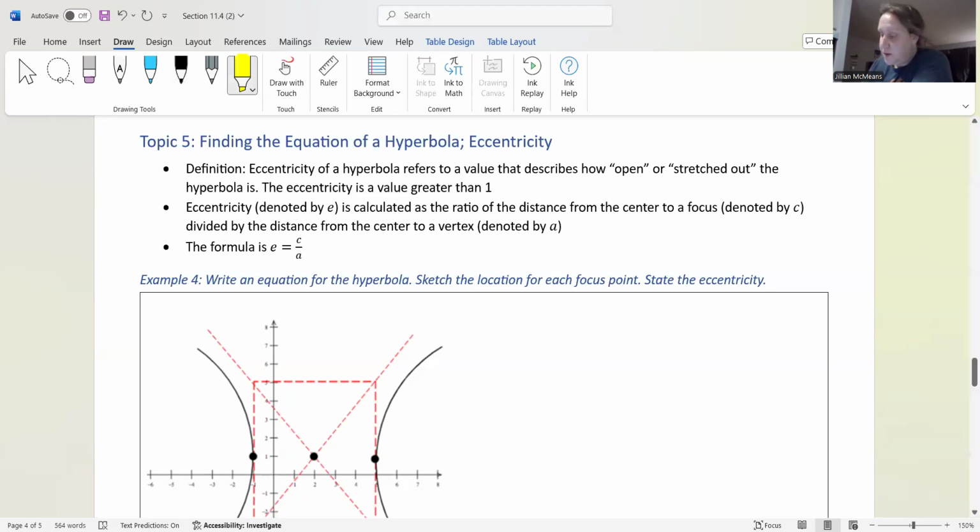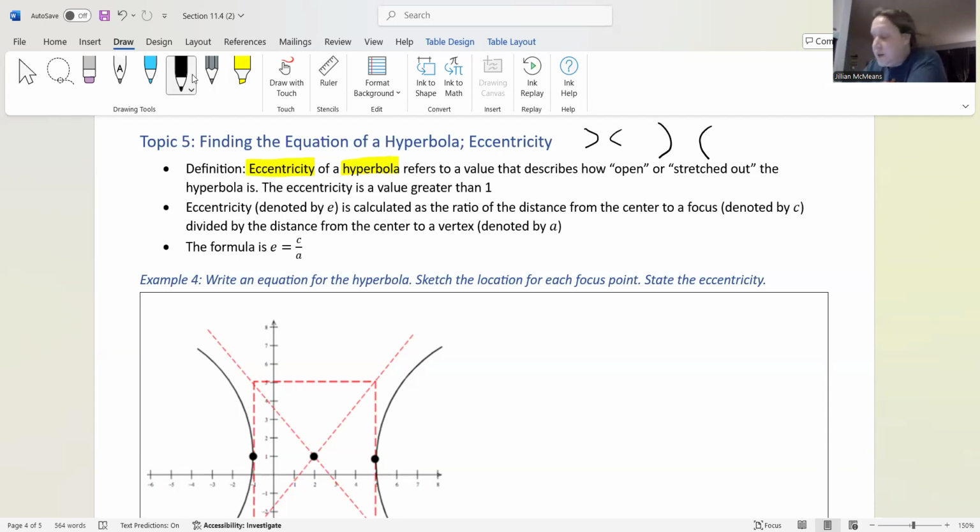I forgot to bold print definition, but the eccentricity of a hyperbola refers to the value that describes how open or how stretched out the hyperbola is. The eccentricity is going to be a value greater than 1, and I can explain why in just a bit. Basically, you can have a hyperbola that is like this, or one that's like this. So you can have them a little more squished or a little more open. That's what the eccentricity is going to tell us here.